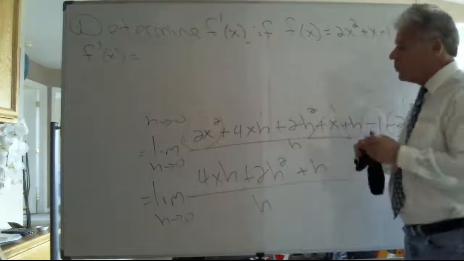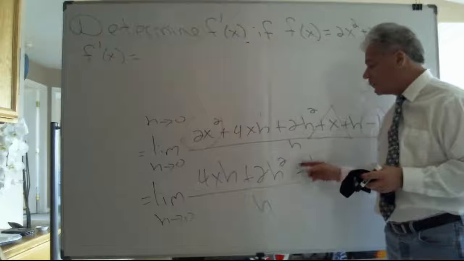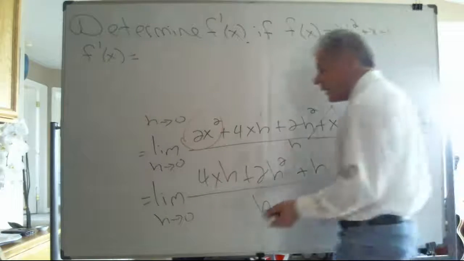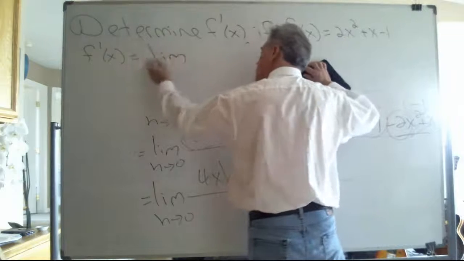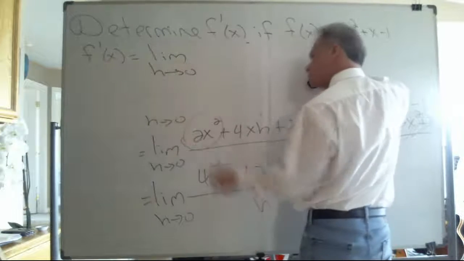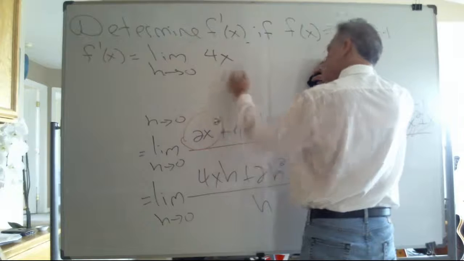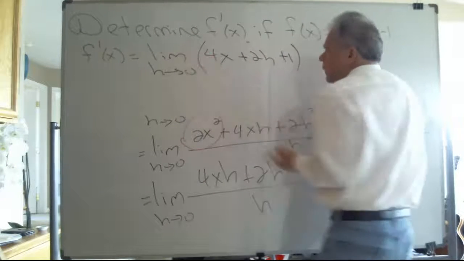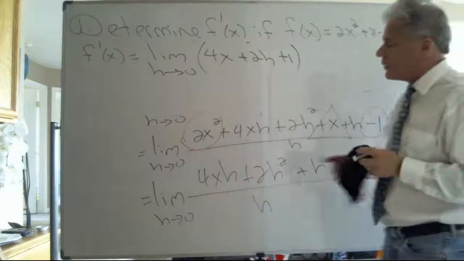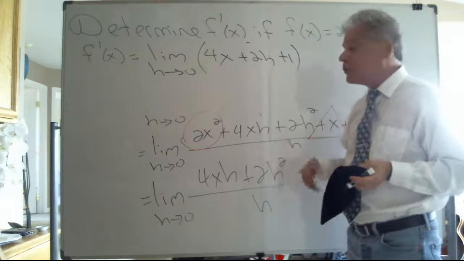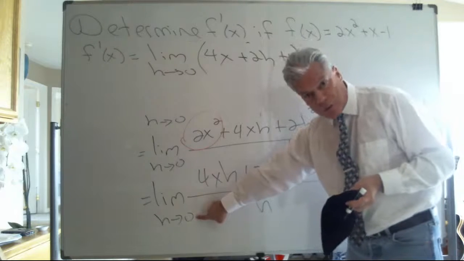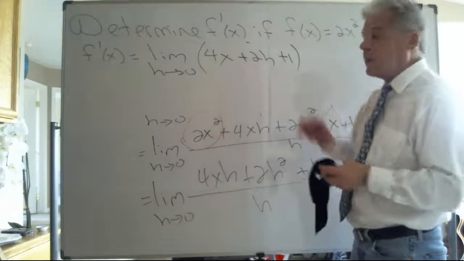If I pull out a factor of h from these three terms in the numerator, cancel with the one factor of h downstairs, I now have this limit. Now that I remove the problem child upstairs and downstairs, that is to say, I removed the factor of h upstairs and downstairs, that's why I was in the indeterminate form, I will now evaluate my limit.